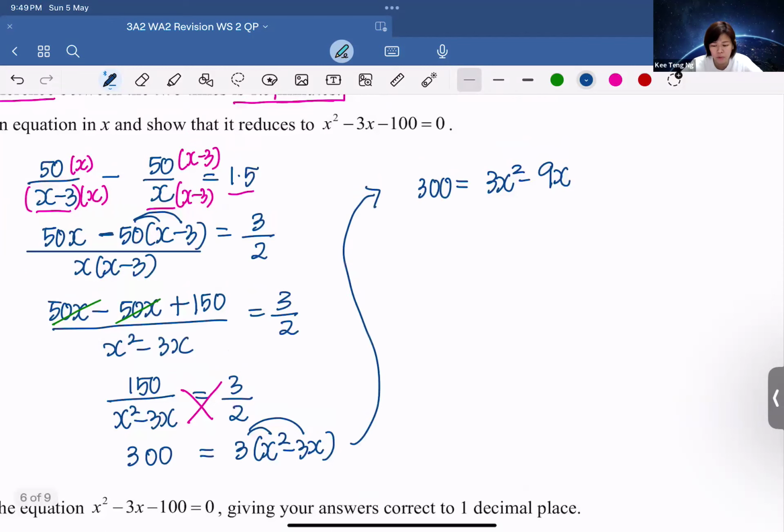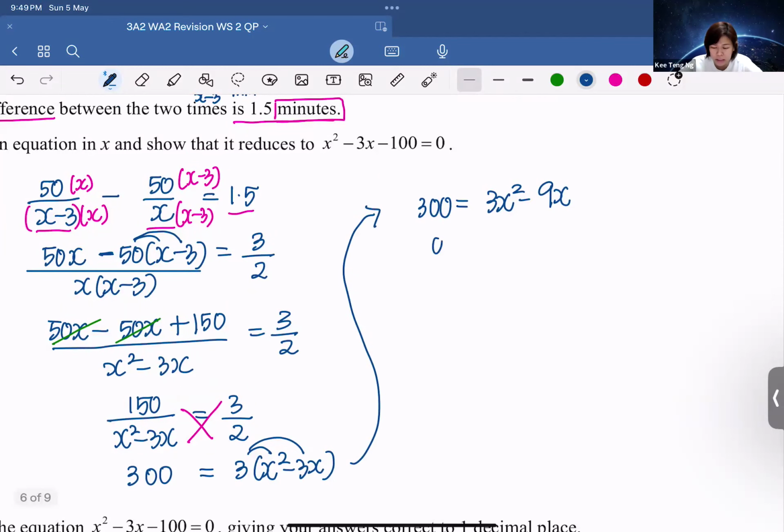Then simplifying, I'll make one side 0. So it's 3x squared minus 9x, and I'll bring this over, so it becomes minus 300. Usually I like to make the x squared positive. So I try to keep x squared as a positive number. That's why I shift everything over to the other side.